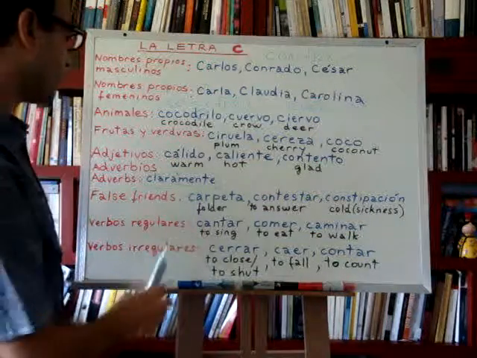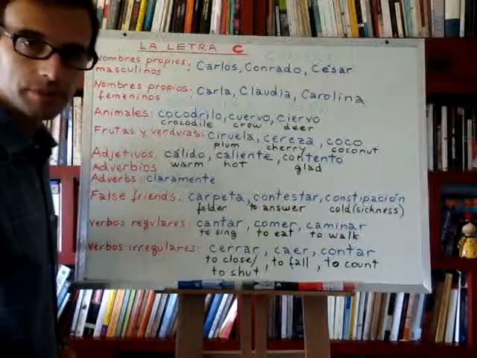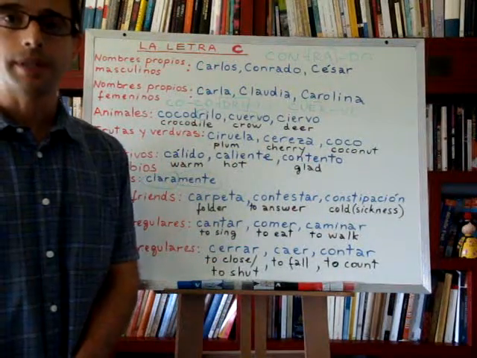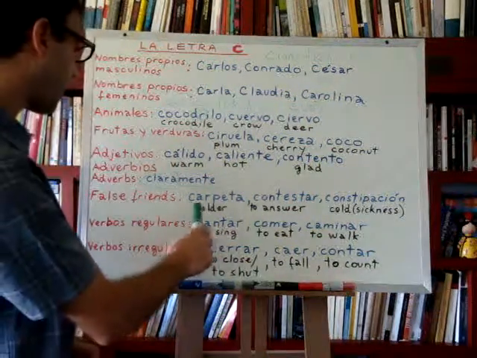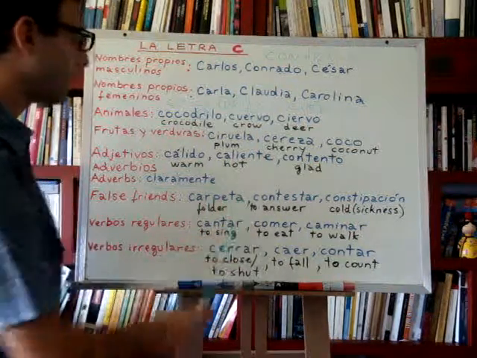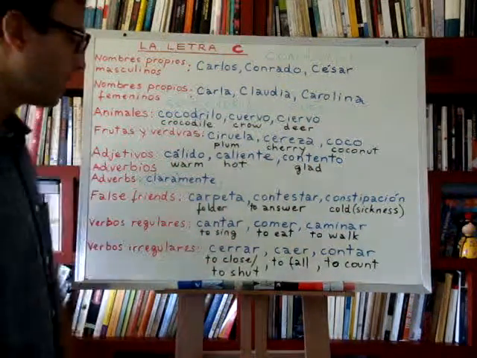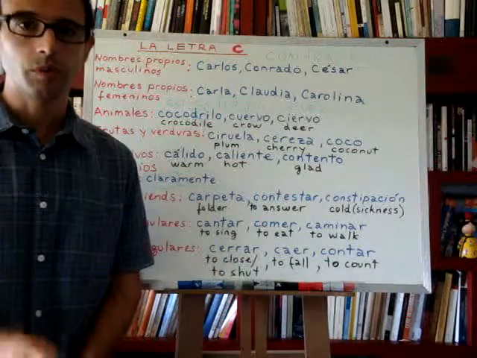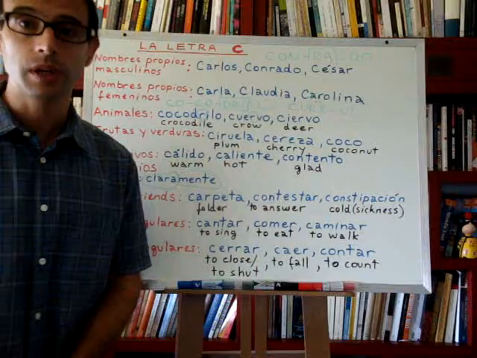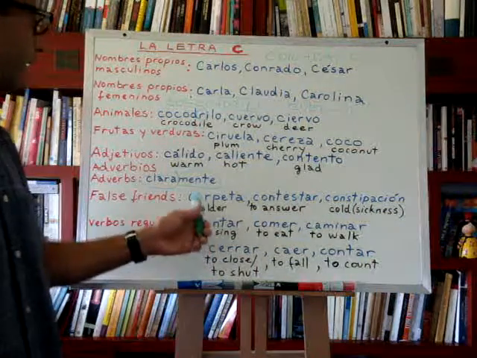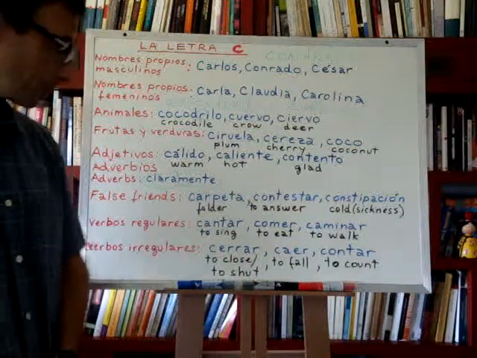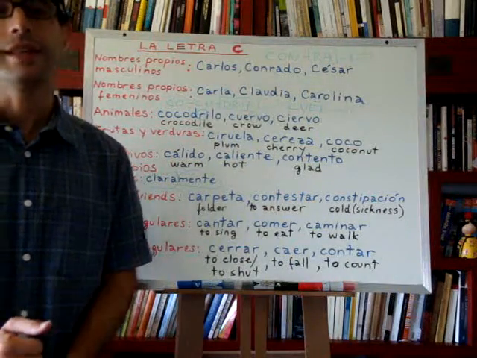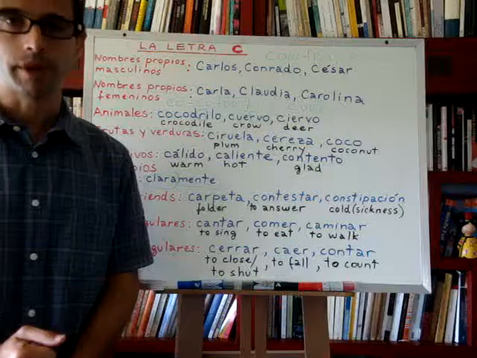Let's see, false friends, I have chosen these 3. Carpeta, the word carpeta. It does not mean carpet, it means folder, okay? As in Windows, when we open a folder, or we double click on a folder, that is a carpeta, okay? The Spanish word for carpet is tapete or alfombra, right?